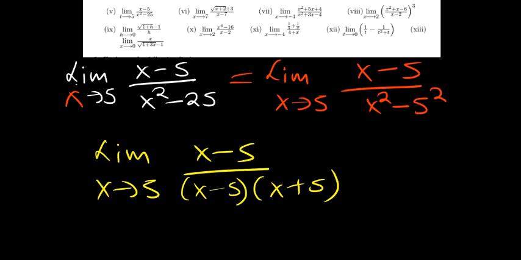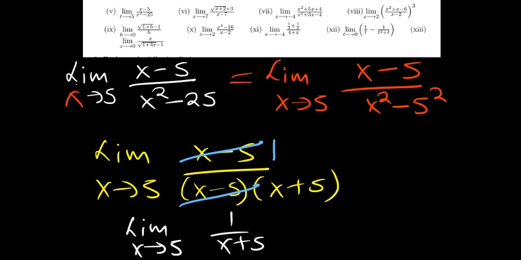So you can clearly see equally here you can divide, so on top you're going to remain with a 1. And so therefore you have the limit as x approaches 5 of 1 over x plus 5. If you put in a 5, you're going to have 1 over 10 as your solution. Okay, so we were done with number 5.